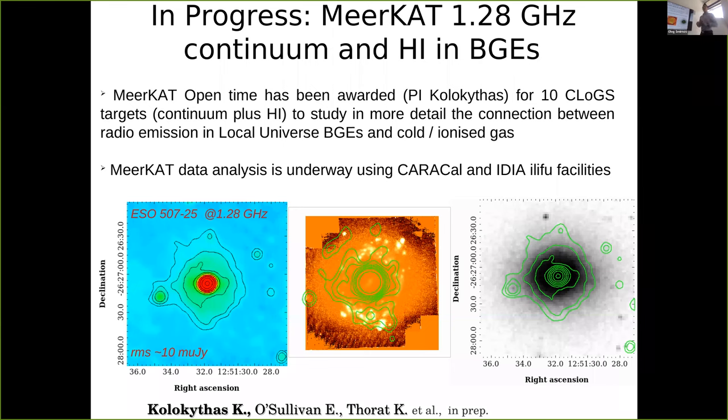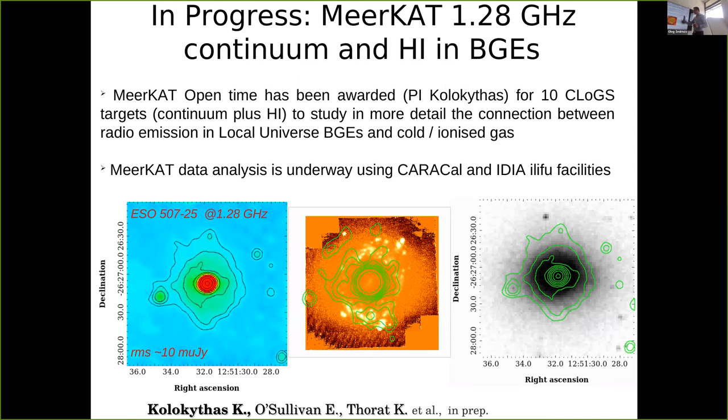a couple of years ago, MeerKAT Open Time was awarded for 10 of the CLoGS targets, for continuum observation plus H1, in order to study in more detail the connection between the radio emission in the local universe and the cold ionized gas. So the MeerKAT data analysis is actually underway using CARACal and the IDIA ILIFU facilities.